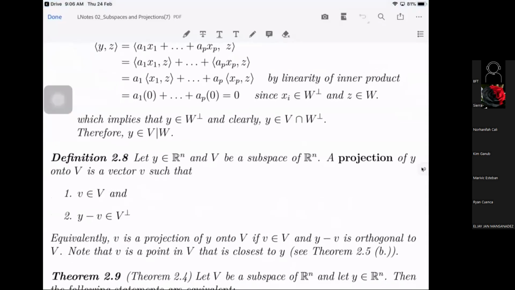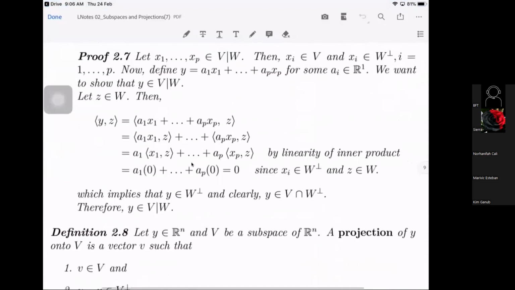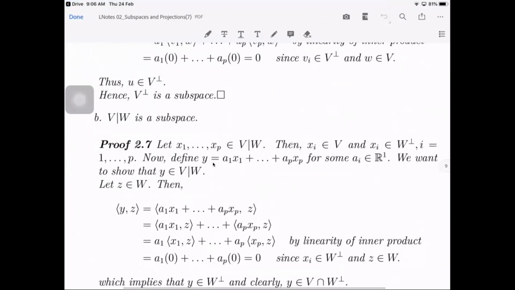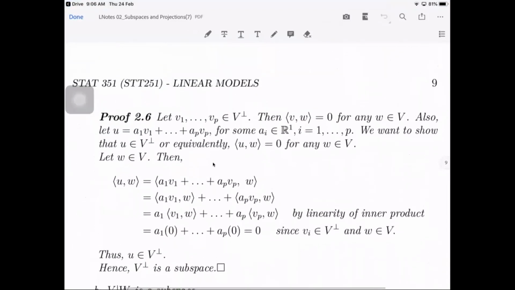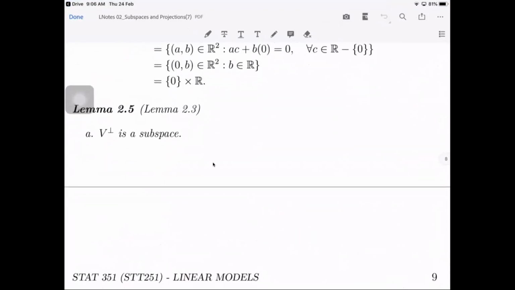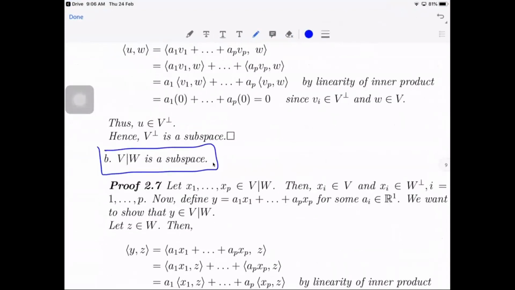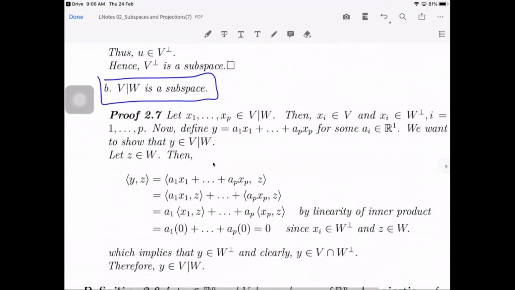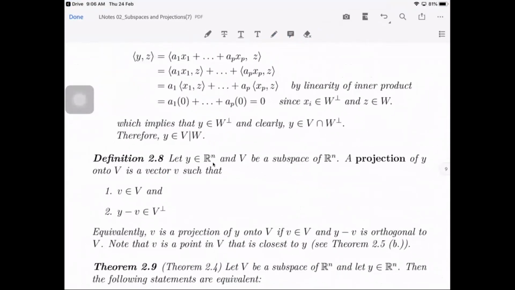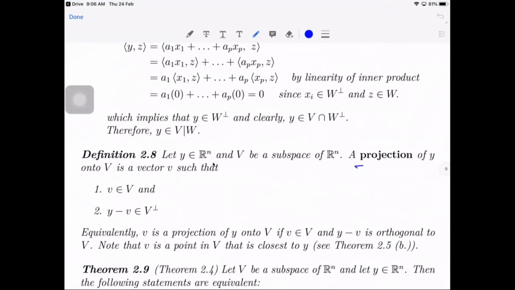Okay, so let's continue. I think we stopped here in showing that B perp is a subspace and B mod W is a subspace. So let's start with a new concept now: the projection of Y onto V.